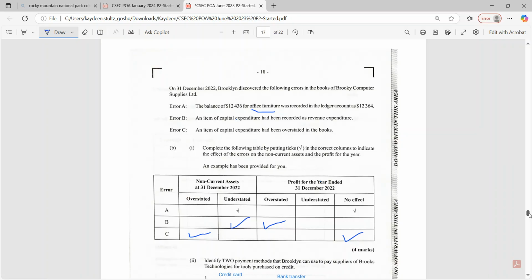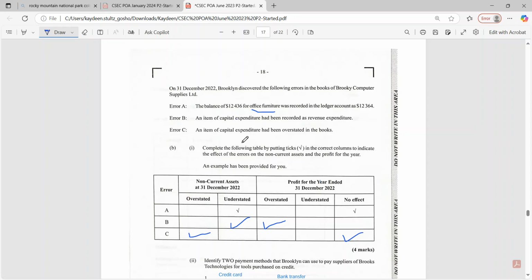Why? Capital expenditure is used to upgrade non-current assets, right? So the value of the non-current asset would increase if it was recorded properly, but it wasn't recorded properly, so it was less than it should be. It was understated. For profit, however, it was recorded as revenue expenditure, so revenue expenditure was overstated, while it should have been less than that amount.